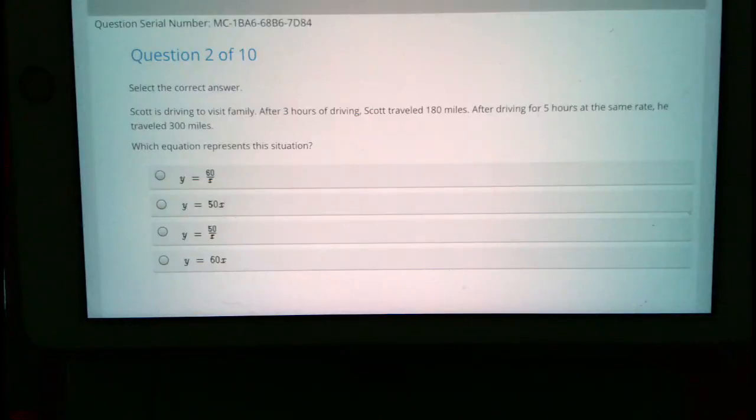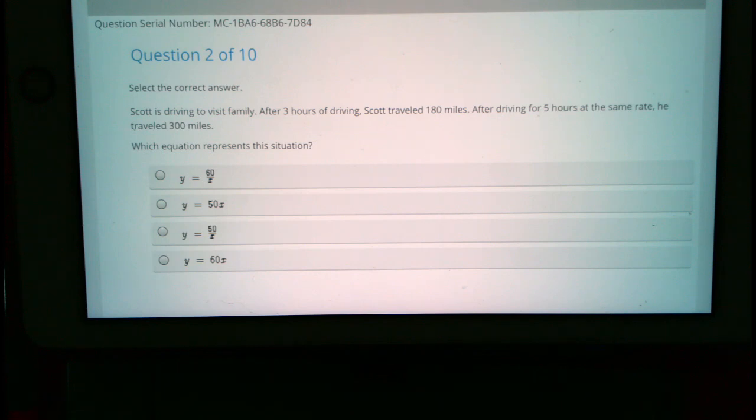Scott is driving to visit family. After 3 hours of driving, Scott traveled 180 miles. After driving for 5 hours at the same rate, he traveled 300 miles. So we've got some choices here. We have to write the equation that represents the situation.